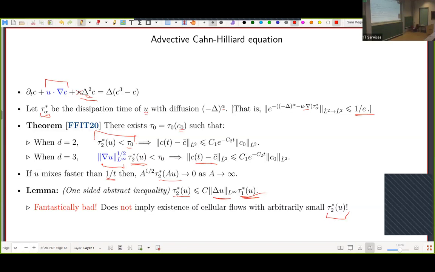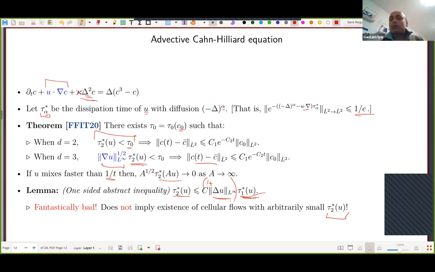If you don't have a sure, you can put a 1+ and that's okay. Yeah, right? That should be okay. But then, what should be the dependence on Laplacian of U? What is the right dependence that you need for making it work for the cellular flow?